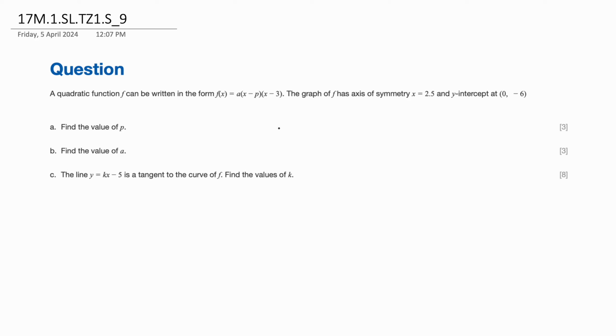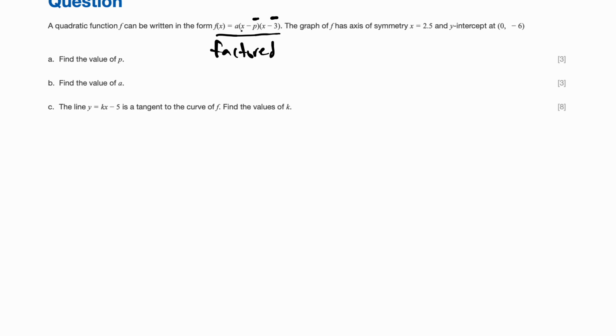If you don't recognize it already, this f of x is written in the factored form. This is called the factored form, meaning in the second portion of this bracket, x minus p and x minus 3, 3 is one x-intercept and p is the other x-intercept. That will help us in this question. If I want to graph this equation, how would I do it? Let's draw a rough sketch of a graph.